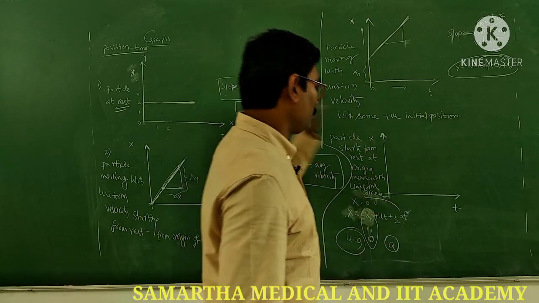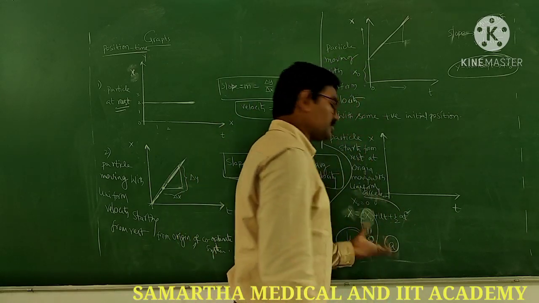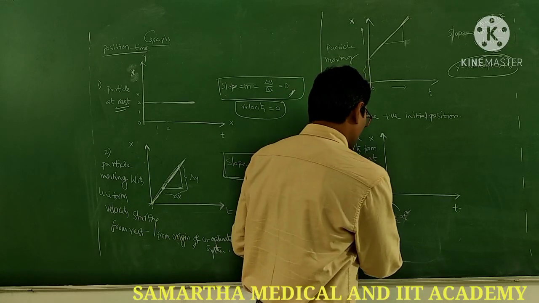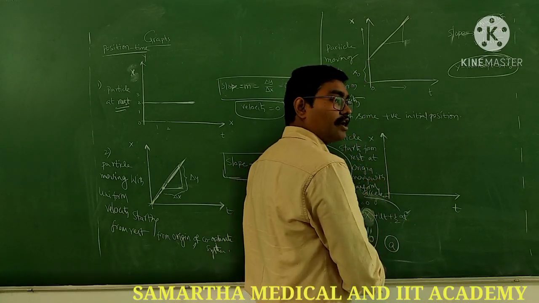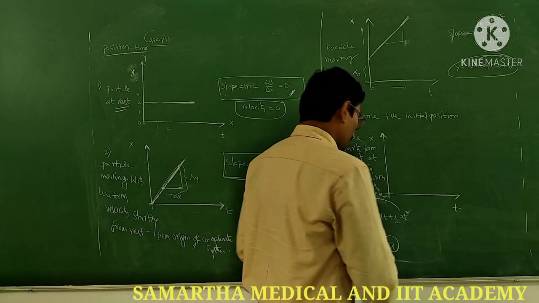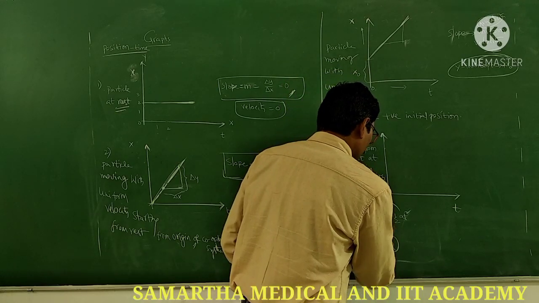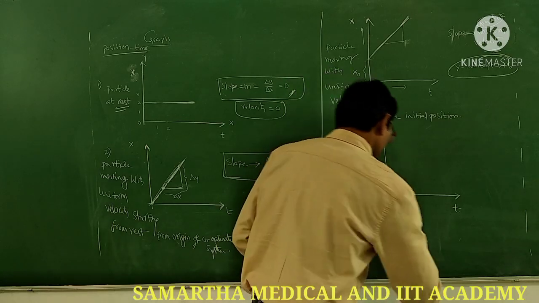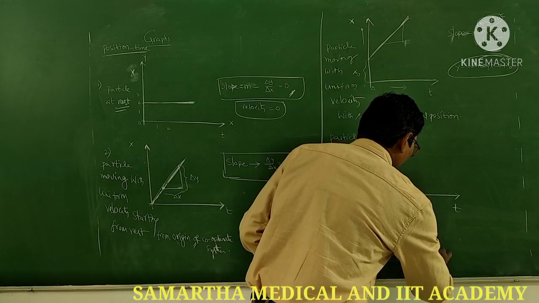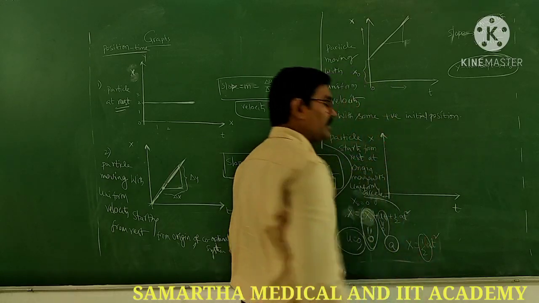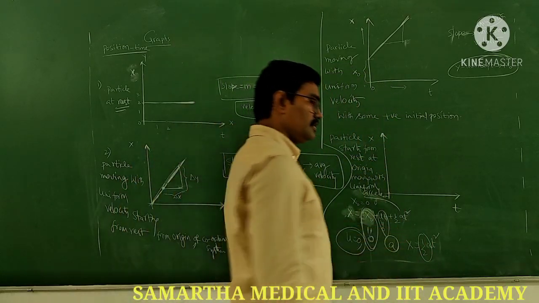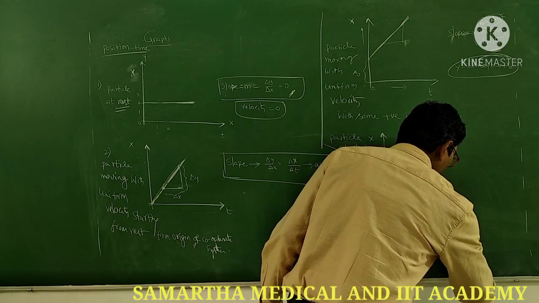Okay, now from this equation you observe it. X equal to x0 plus ut plus half a t square. You know that x0 is 0. And what is u? Also 0. So then what happens? This also is 0. What will you get? X equal to half a t square. Okay. Half a is also constant. What will you get? X is directly proportional to t square.